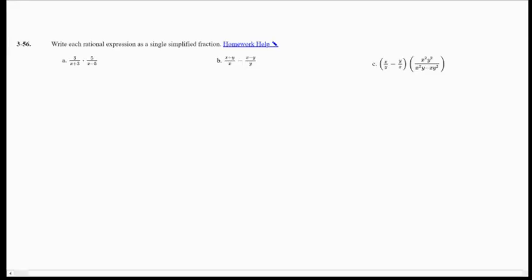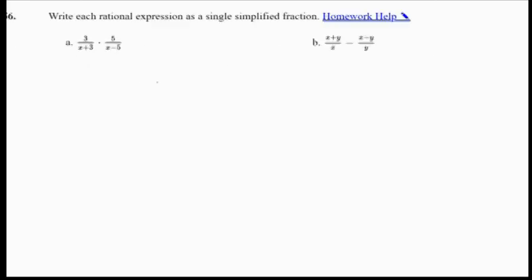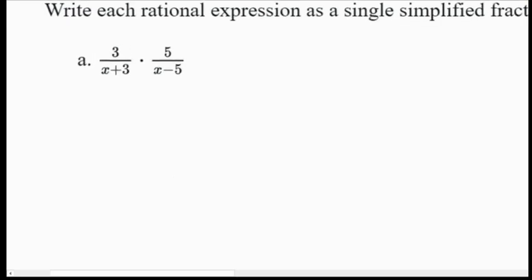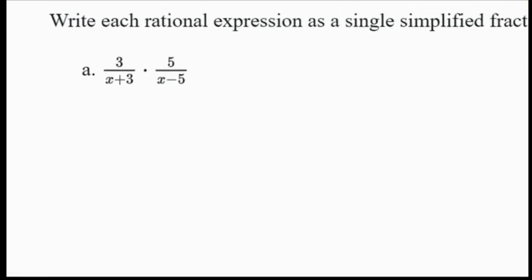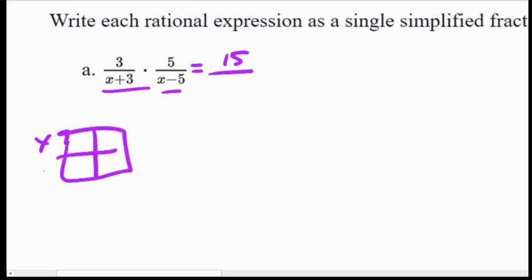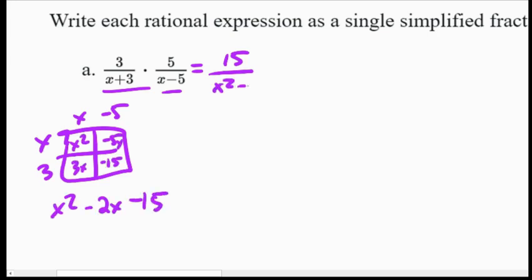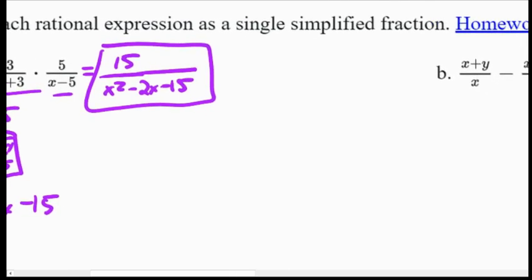Here we're asked to write each rational expression as a single simplified fraction. So to start on A here, this is just multiplication, so I can just multiply straight across. So I get 15 in my numerator, and then when I multiply these together, x plus 3 and x minus 5, I get x squared minus 2x minus 15. And that is just my single simplified fraction.